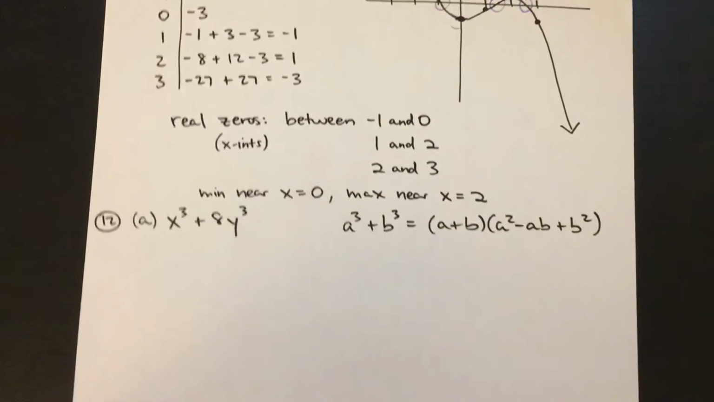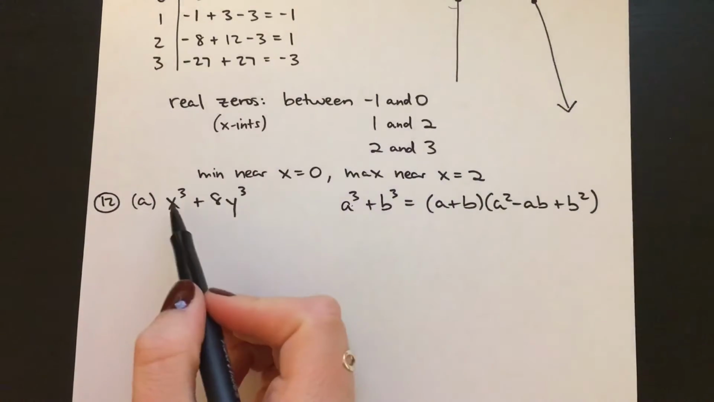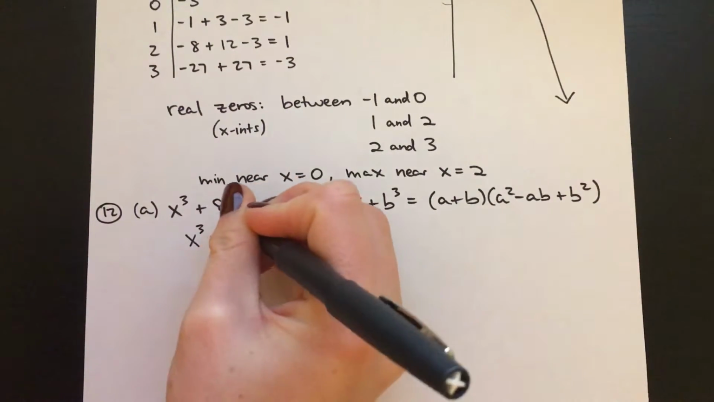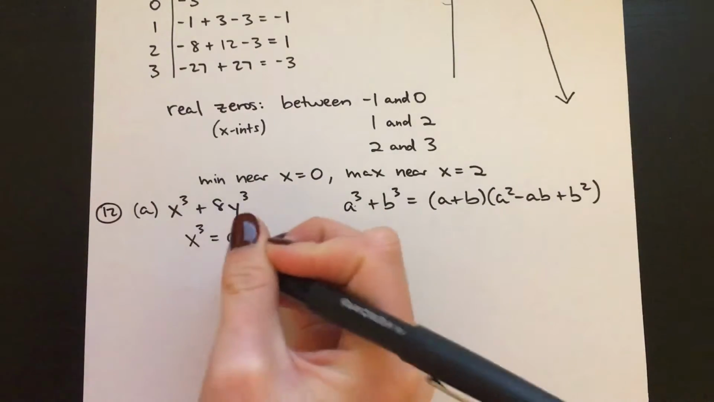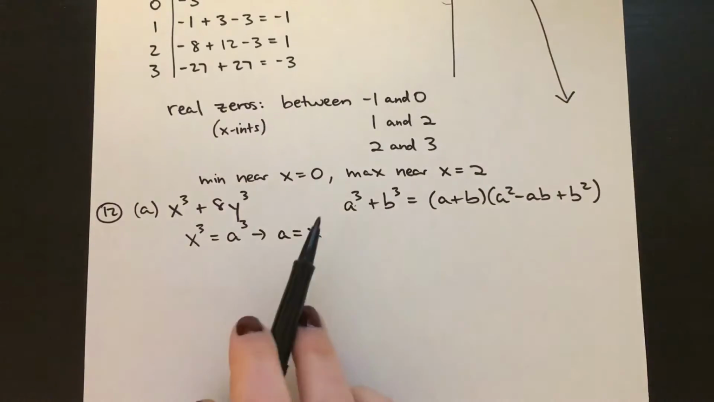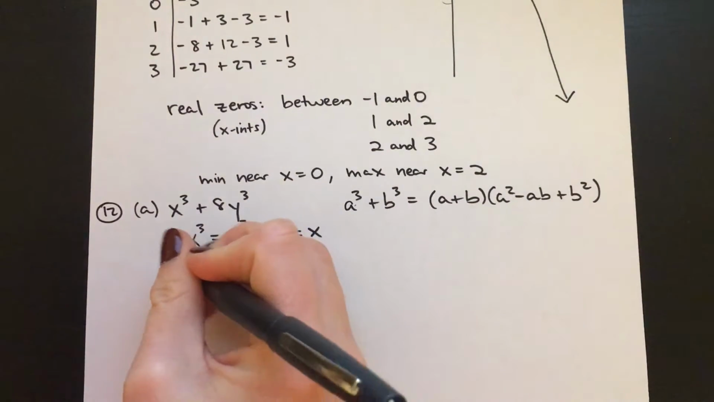Okay, so that is your sum of cubes formula. So we just need to figure out what's A and what's B. For x cubed, we know that x cubed is equal to A cubed. So that means that A would be just x. Like if I cube x, I get x cubed. So that's what we're starting with.